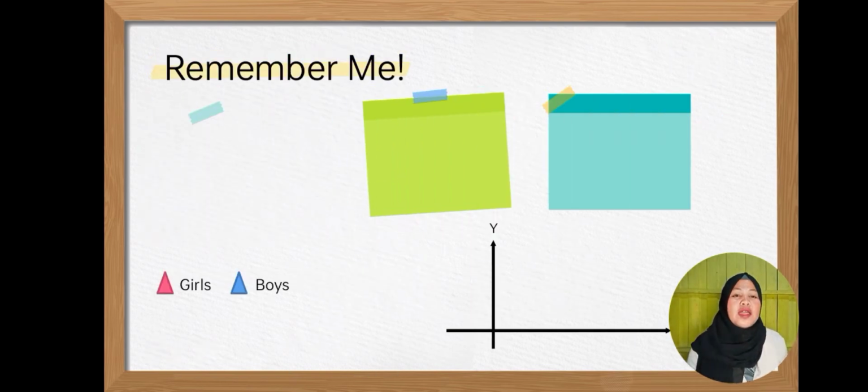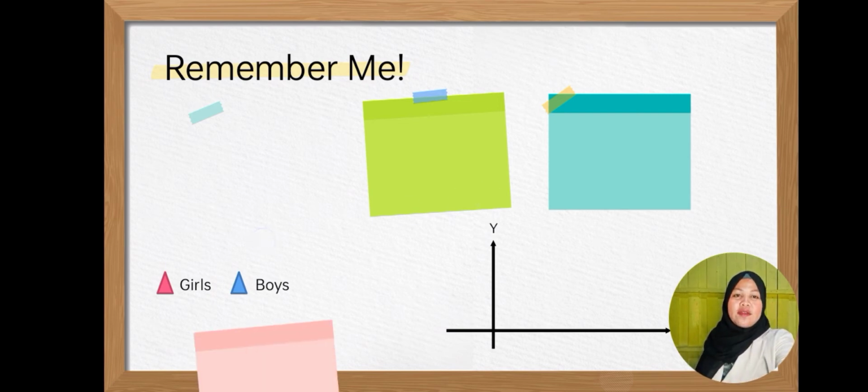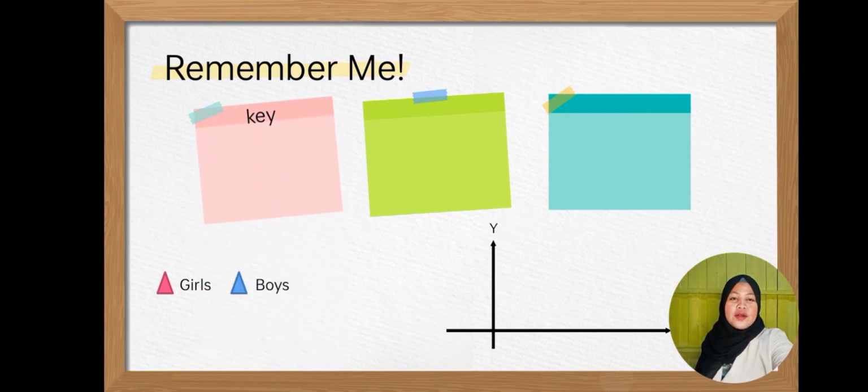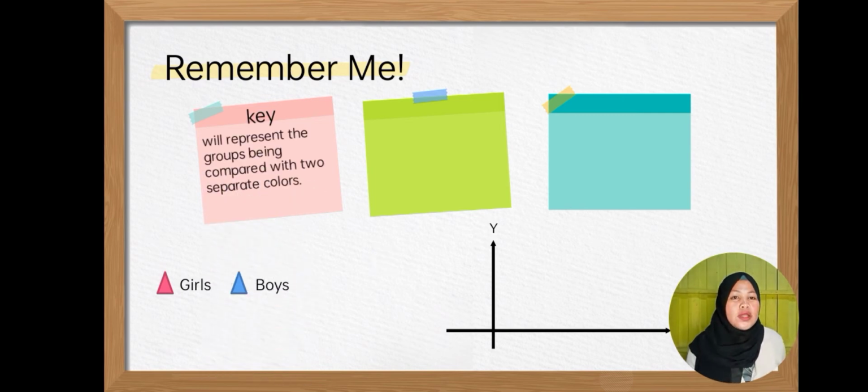Before I proceed to my discussion, I want you to remember this one. The first is the key. It will represent the groups being compared with two separate colors. I have an example there below, where we can identify in the graph if it is girls, color pink, and if blue, it is boys. It is stated there which group they belong to.